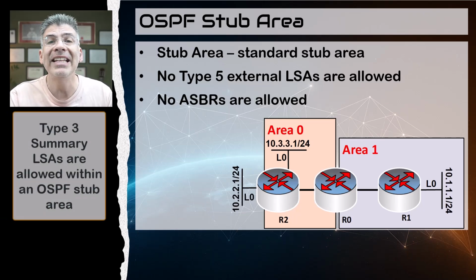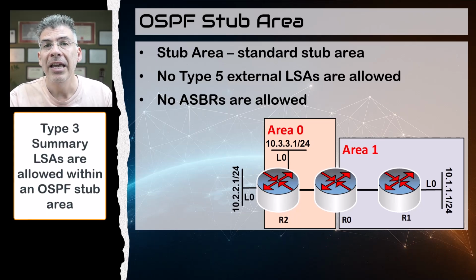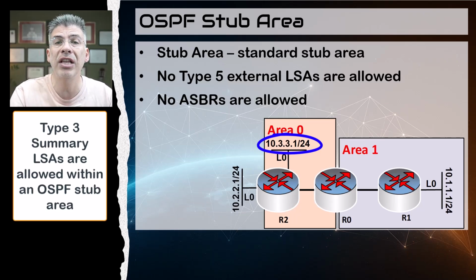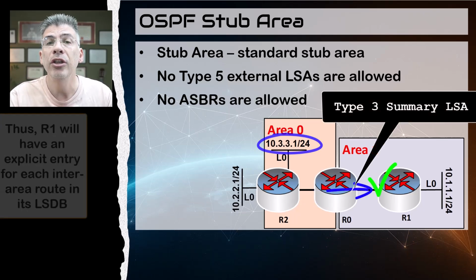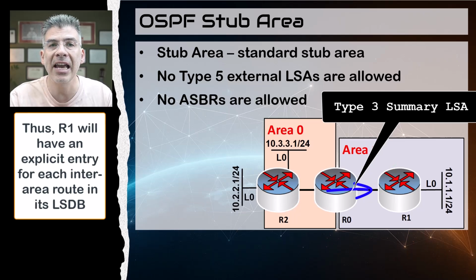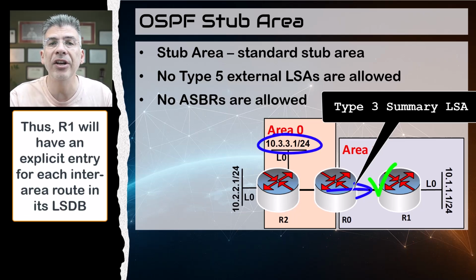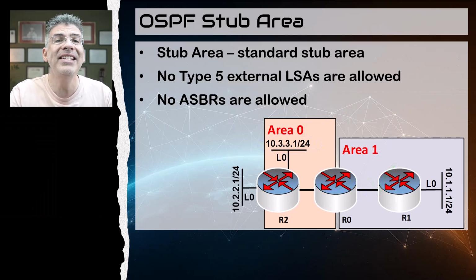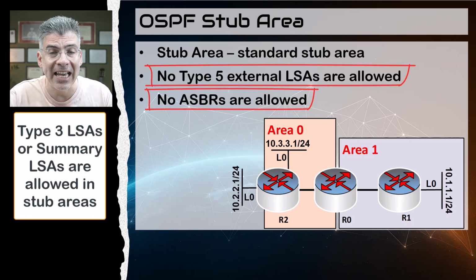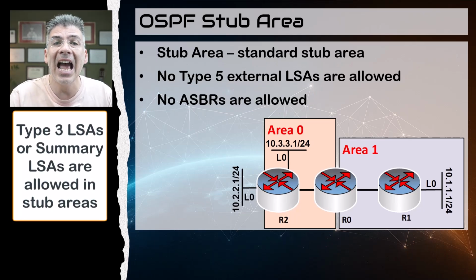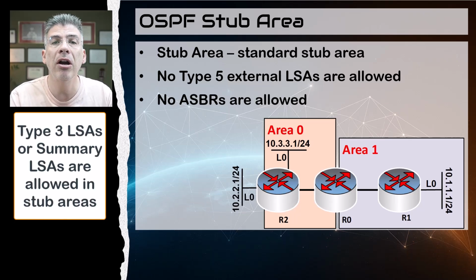Notice, however, that Type 3 LSAs are allowed. That means that this 10.3.3.0/24 network will be advertised to R0, and it in turn will advertise it to R1 using a Type 3 LSA. So this network will appear in R1's routing table. So that's a regular stub network. No Type 5 external LSA is allowed, and no ASBRs are allowed within the stub area. But Type 3 LSAs, or summary LSAs, that advertise inter-area routes are allowed.